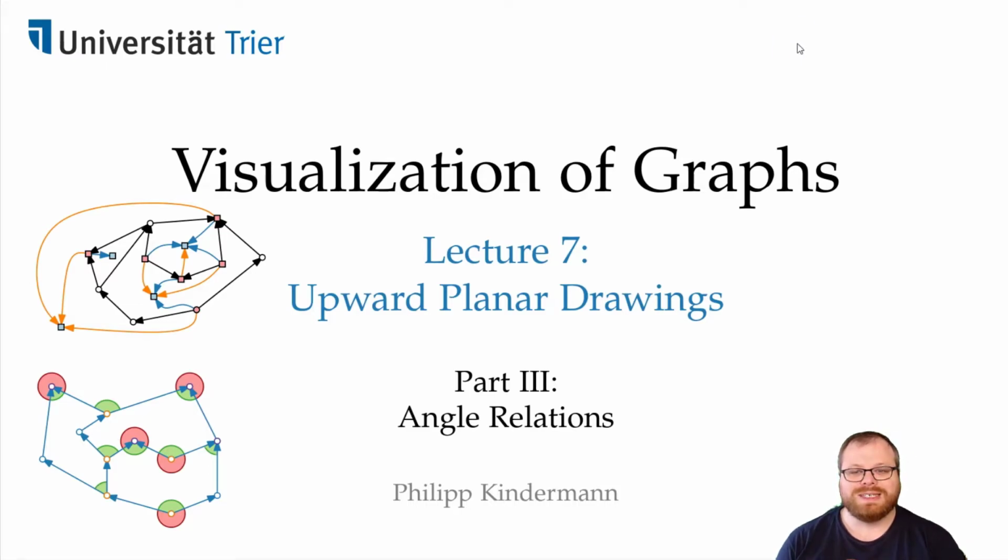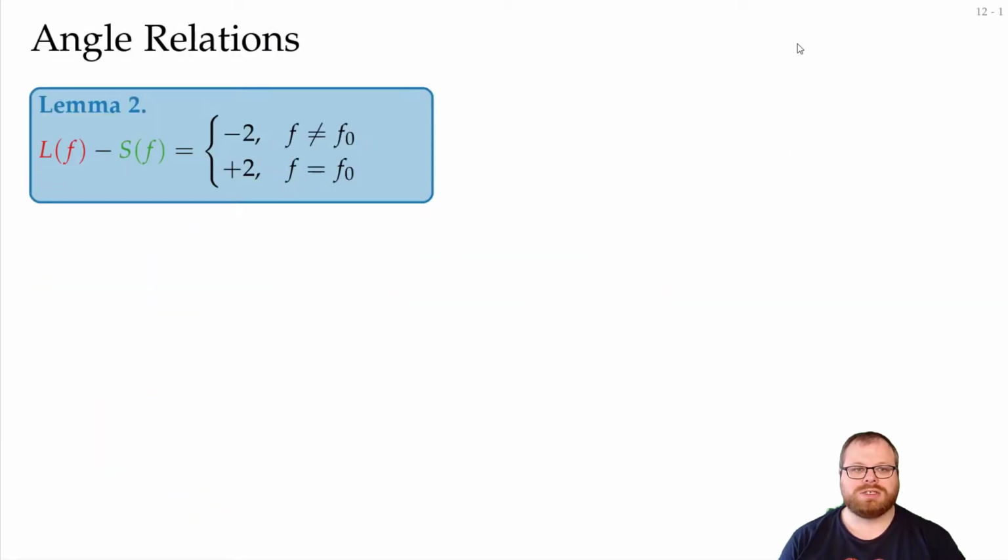We now want to study the relation between the number of large and the number of small angles in a face. And if we count those, then for the interior faces, we will find that we always have two small angles more than large angles, and on the outer face we have two large angles more than small angles. We will only prove this for interior faces. For the outer face it's analogous. And we will do this by induction on the number of large angles we have.